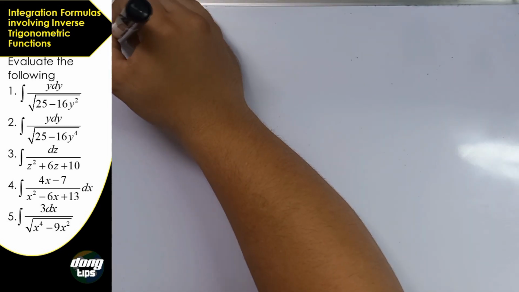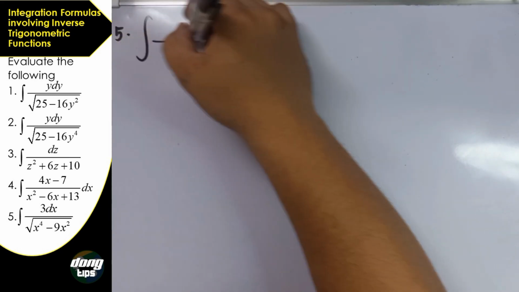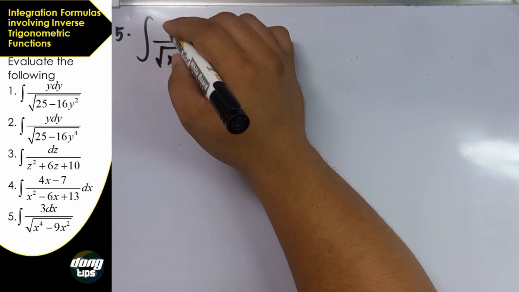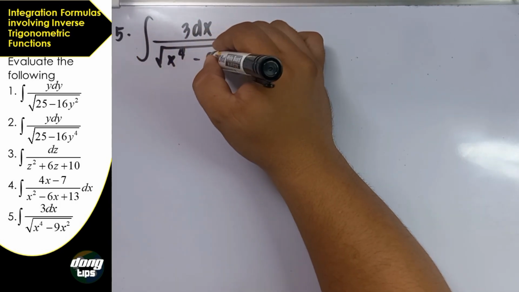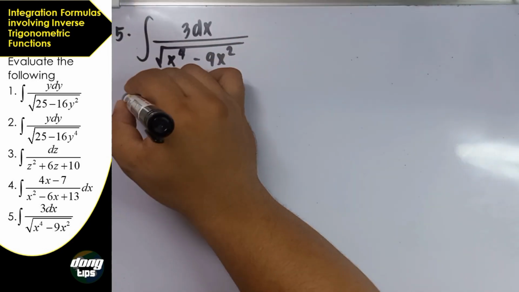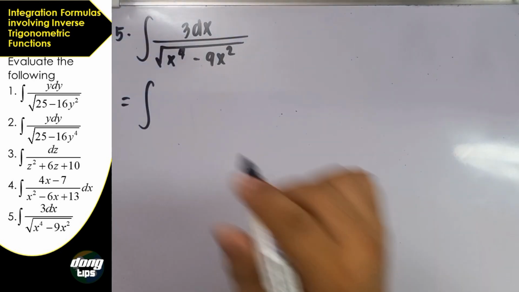For the last item, integrate 3dx over square root of quantity x to the power of 4 minus 9x squared. By investigation we cannot use this formula, because both terms in the denominator under the radical sign have a variable x. Let's simplify it first.